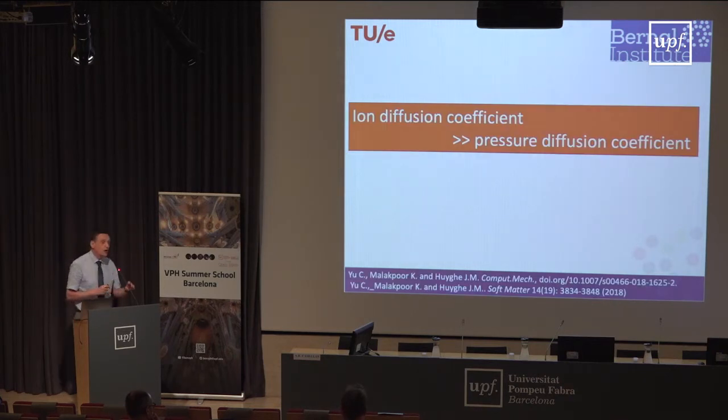Now in gels, unlike disc, you can say that the ion diffusion coefficient is typically much larger than the pressure diffusion coefficient. Why? Because the pressure diffusion coefficient is linked to the stiffness, and because the stiffness is so low, you get a low pressure diffusion coefficient, much lower than the ion diffusion coefficient. This relationship does not hold for cartilage and disc.